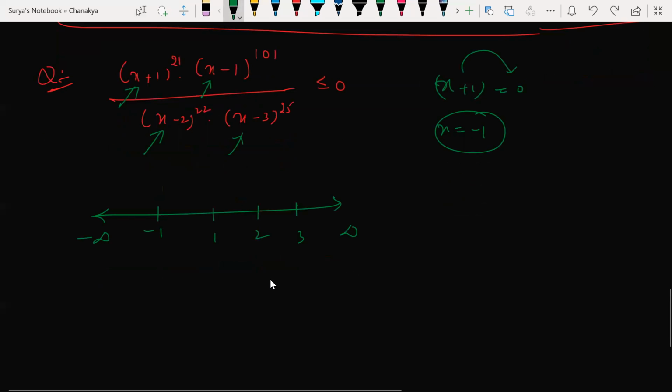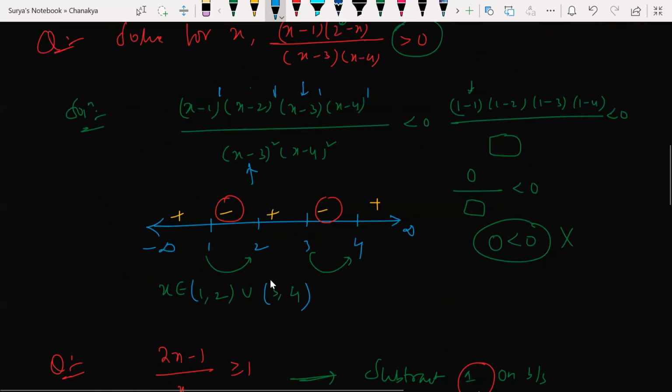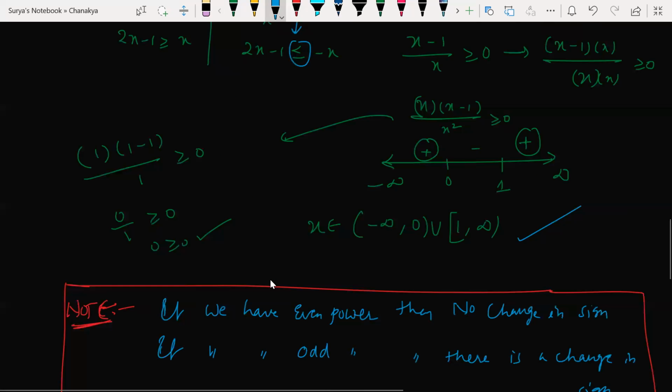Now here, we have to check. We have to definitely start with a plus only. I told you, right? Plus, minus, plus, minus, plus, minus. From the right to left, you start with plus only. You can follow that plus, minus pattern whenever you have only odd powers. We had only odd powers here, all odd powers, 1, 1, 1, 1. When you have only odd powers, you can blindly follow plus, minus like that.